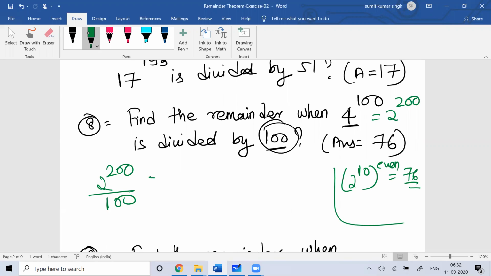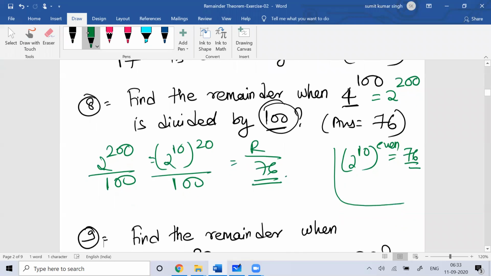So this I can write as 2 to the power 10 into 20 divided by 100. So 2 to the power 10 to the power 20, the last two digits will give 76. Okay, very simple. If you want, we can do it by the remainder theorem and all, but that would be an unnecessary wastage of time. That way you can do it and get the answer very easily.